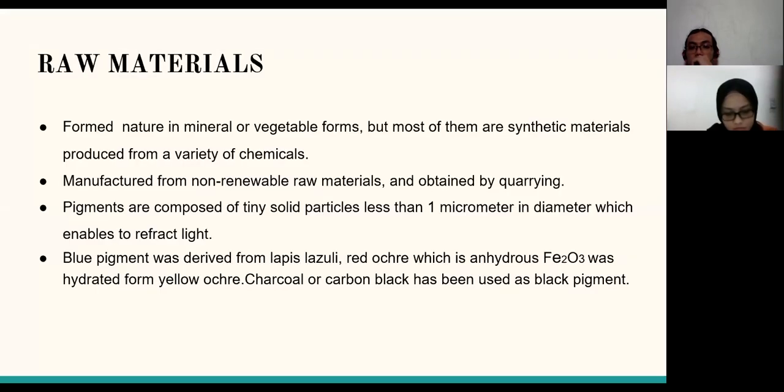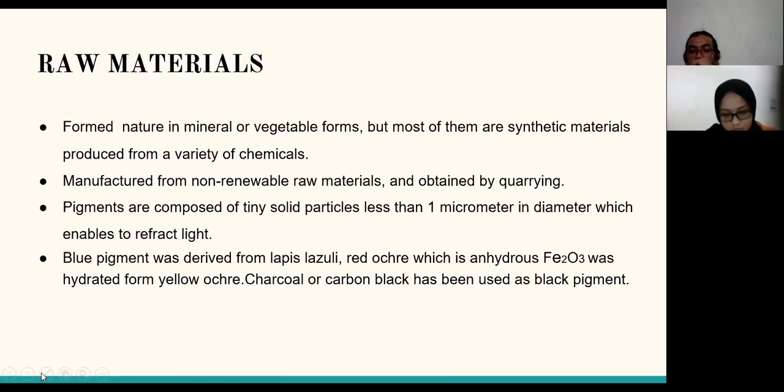Okay, so I would like to talk about the raw material of pigments. Firstly, some pigments are formed in nature, in mineral or vegetable forms, but most of them are synthetic materials produced from a variety of chemicals. They are also manufactured from non-renewable raw materials such as coals, oils, and natural gas. They are also obtained by quarrying, or extraction, such as titanium dioxide or iron oxide, or from oil products. Pigments are composed of tiny solid particles less than 1 micrometer in diameter that enable them to refract light, which has wavelengths between 0.4 micrometer and 0.7 micrometer.